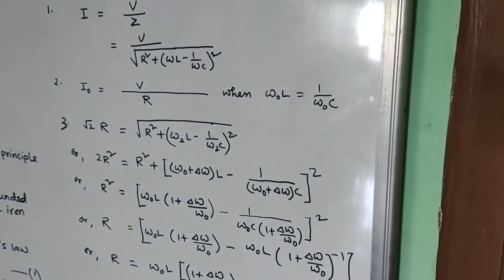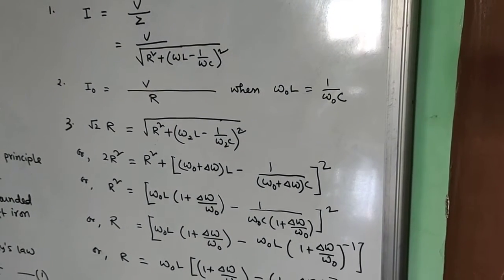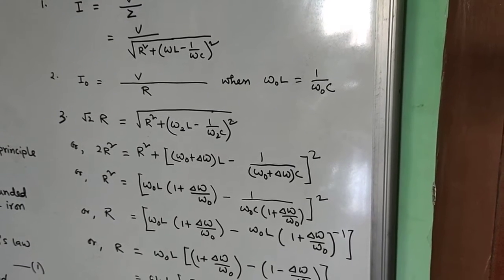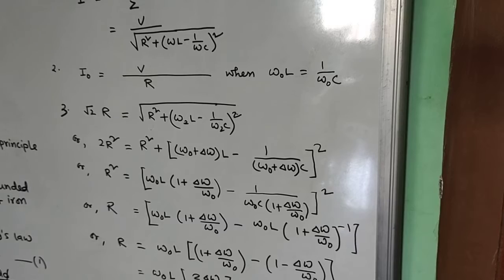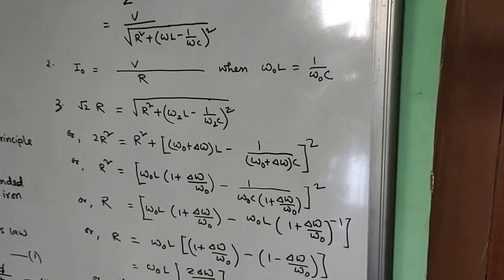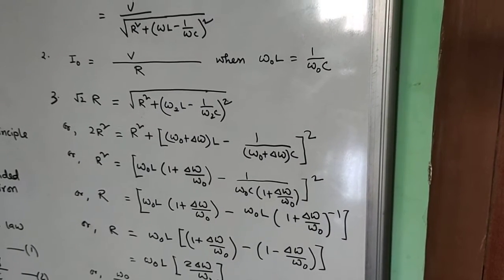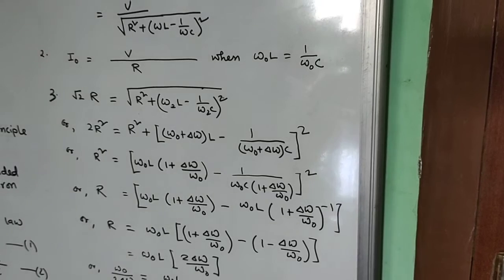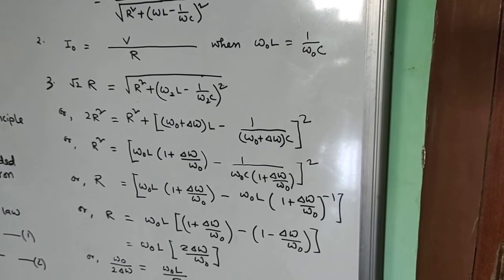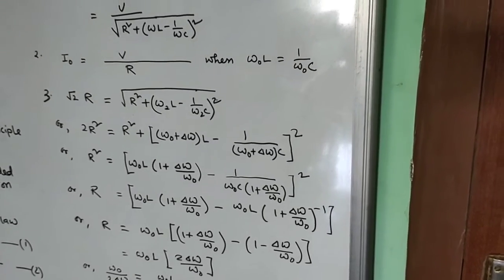So (ω0 + Δω)L − 1/((ω0 + Δω)C) whole square. If you take ω0 common, it becomes ω0L(1 + Δω/ω0) − 1/(ω0C(1 + Δω/ω0)), with the square. Now the square goes off, R equals ω0L(1 + Δω/ω0) minus 1/(ω0C), and for 1/(ω0C) you can write ω0L from here.